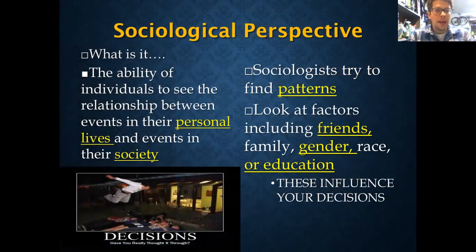Sociological perspectives again. So what is it? It is the ability of an individual to see the relationship between the events in their personal lives and the events in their society. So what you're going to try to do is always bring these ideas back to you and how you are related to them. And sometimes the most interesting ones are the ones where you can simply say, I don't know a lot about this. I don't have a lot of relationship to it. And maybe you fight to get that relationship.